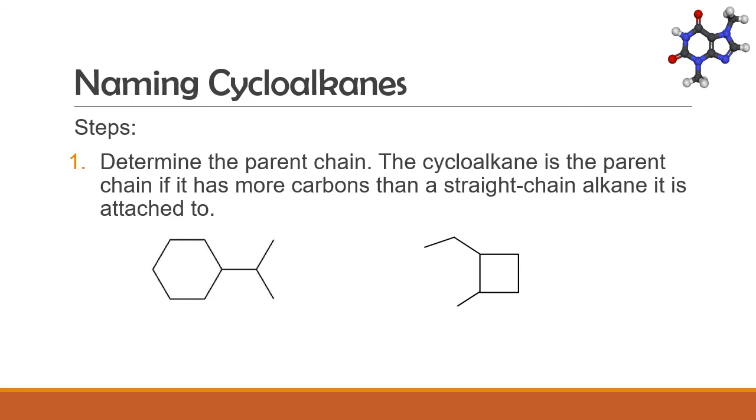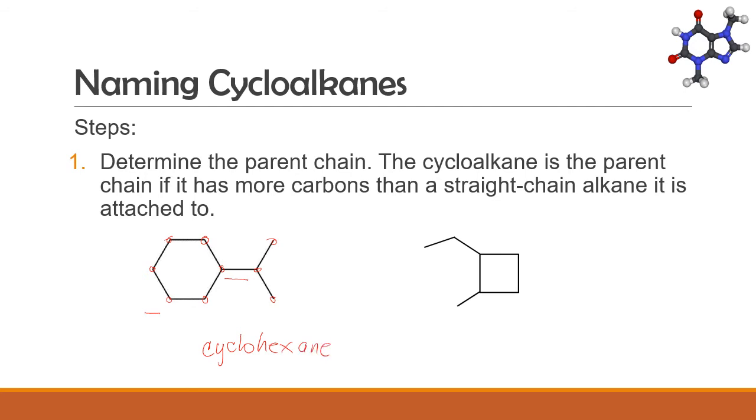Now let's practice naming cycloalkanes. The first step is to determine the parent chain. The cycloalkane is the parent chain if it has more carbons than a straight chain alkane it is attached to. So in the first structure, we have here a cycloalkane that has 1, 2, 3, 4, 5, 6 carbons. It is attached to a straight chain alkane that has 1, 2, 3 carbons. So in this case, the parent chain is the cycloalkane, and since it has 6 carbons, we name it cyclohexane.